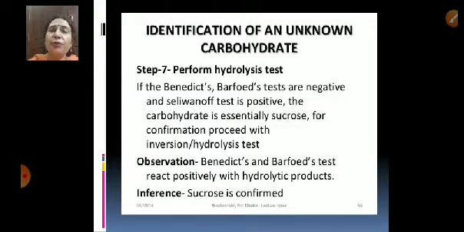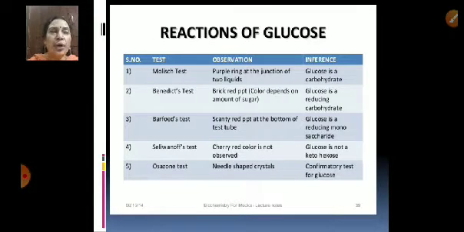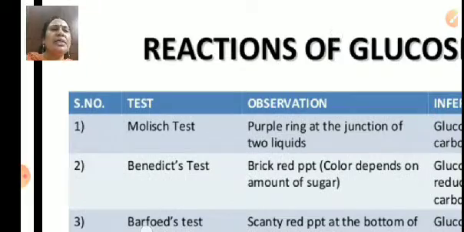Now, when you perform Benedict's test and the Benedict's test comes out to be negative, then the compound is a non-reducing sugar. It may be sucrose. So, for that we perform hydrolysis test. We first hydrolyze sucrose. We bring about acid hydrolysis of sucrose so that the two monosaccharide sugars present in it, that is glucose and fructose, get separated. And after hydrolysis, if it gives Benedict's test positive and Selivanov's test positive, then sucrose is confirmed. So, if your compound is glucose, then what are the results that are obtained?